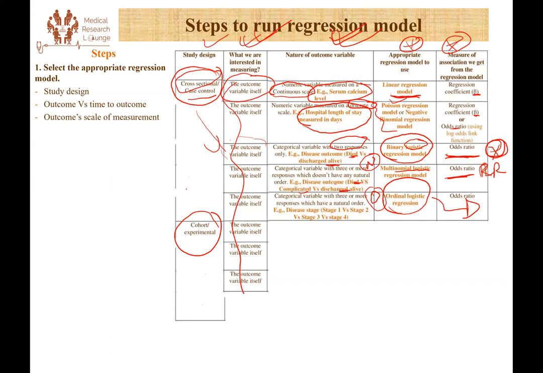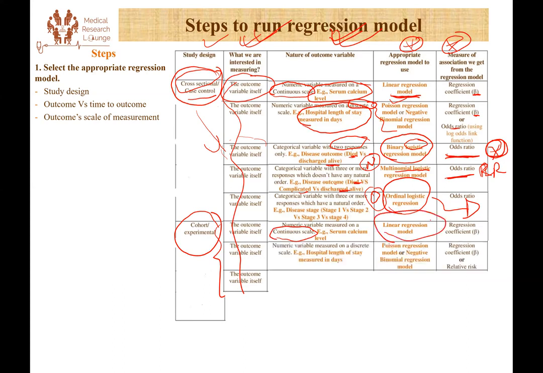When you have cohort or experimental design and you are measuring the outcome, there are 3 scenarios. The first one is just like the case control or cross-sectional study design. You can have a continuous numeric variable like serum calcium level. You use the same regression model and you get the same results. For a numeric variable on a discrete scale like hospital length of stay, you still use the same regression model. The difference comes when you have a categorical variable, let's say with 2 responses.